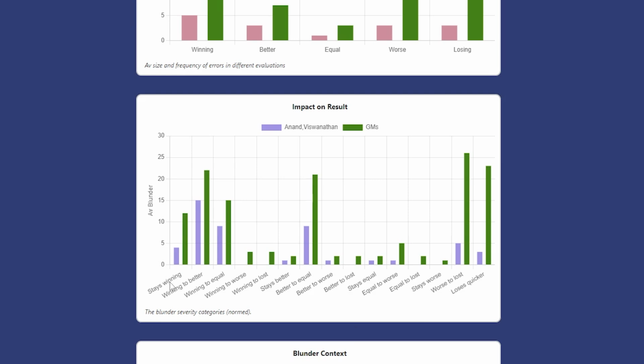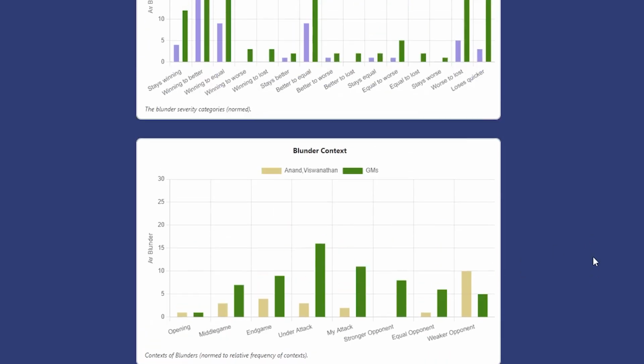And on the rightmost side, you see blunders where, in a bad position, a player blunders, and then the position is lost. And again, this happens quite a lot in grandmaster games. People are under pressure, psychologically weakened, but not with Vichy. And here we have no bars, no blue Vichy bars at all. It means he has no blunders losing a position in those 190 or so games we looked at.